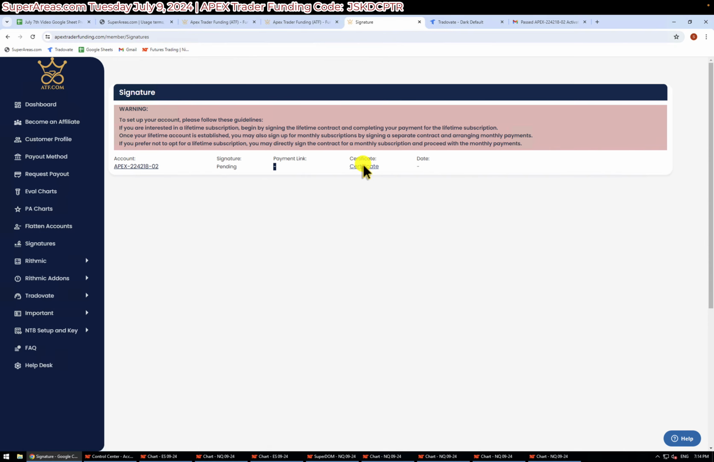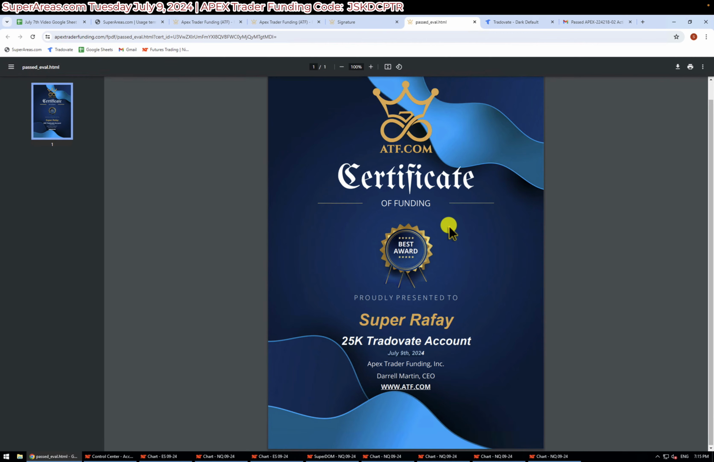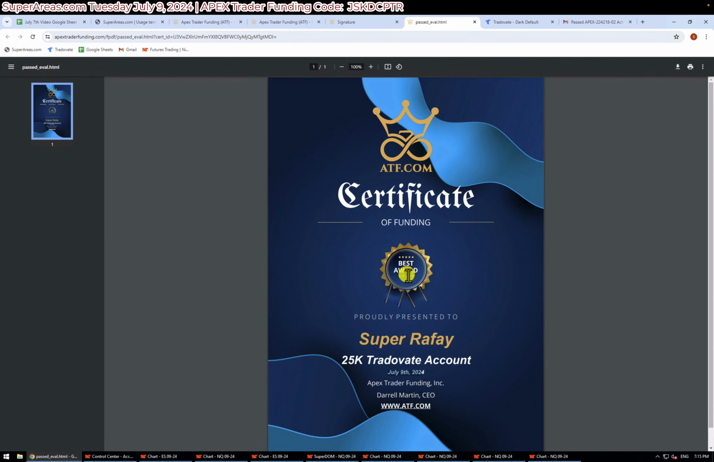Certificate right here, if you click on this, it shows a certificate that, hey, Apex Trader Funding certificate of funding that Super Rafe has done, $25,000 account on July the 9th. And this is a good feeling, especially when you are very new to trading and you get your first certificate.